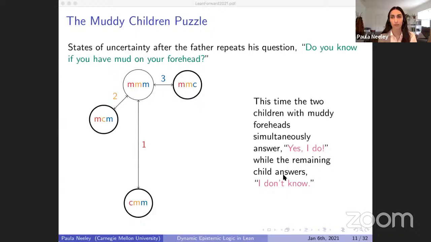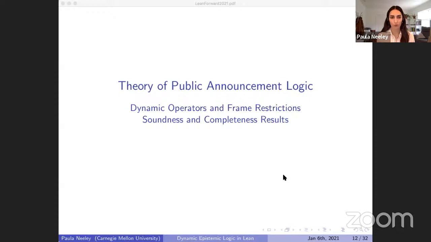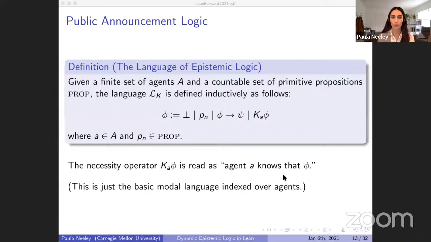Okay, so that was a little toy example, but hopefully it provided some motivation for this logic, and we can start to dive into the theory. So the way I'm going to do this is actually by introducing two languages and two definitions of validity and two proof systems kind of in parallel, one being more basic than the other. And the reason for this will become apparent shortly, but let's start with the language of epistemic logic.